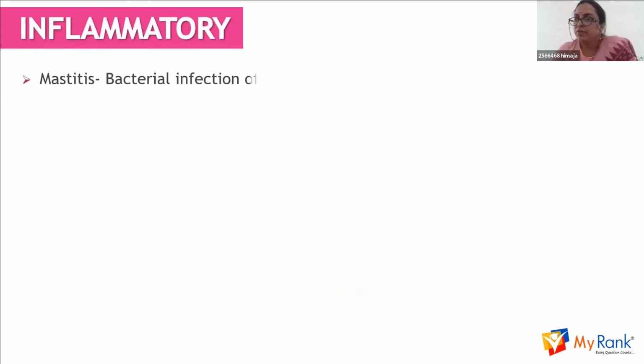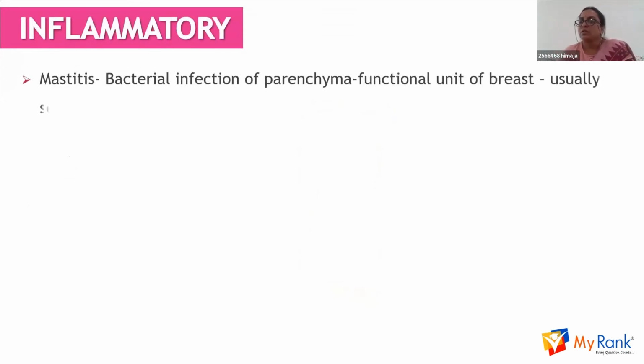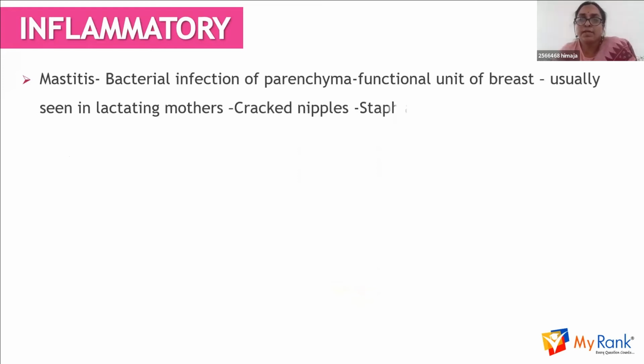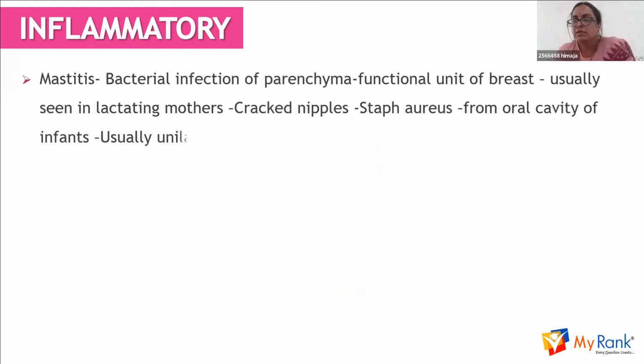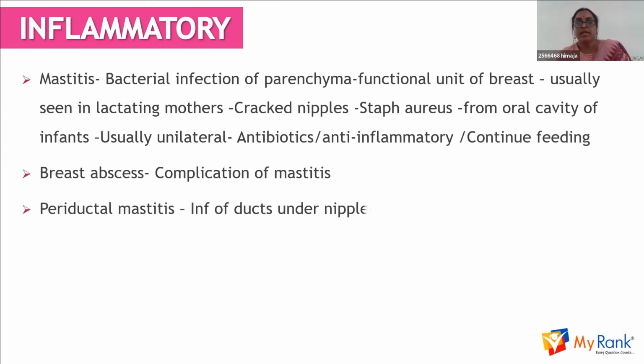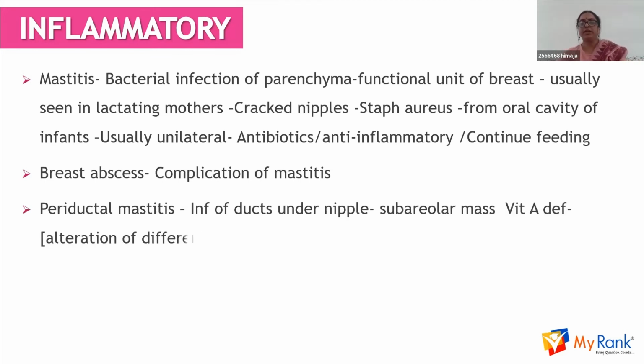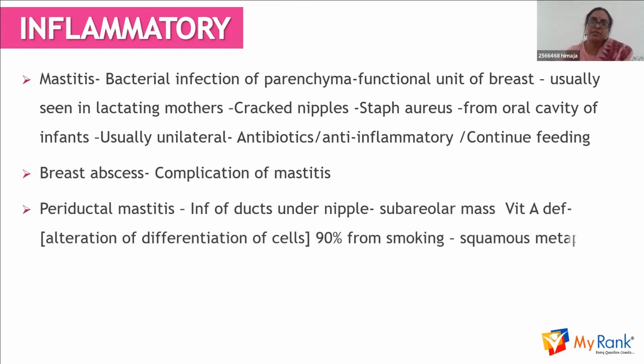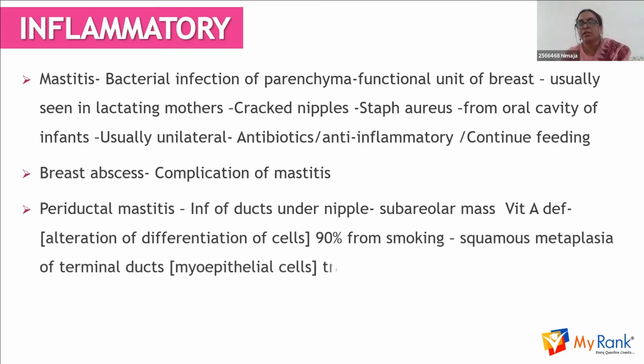Coming to the inflammatory disorders. The most common is mastitis. So usually what happens? It usually appears in lactating women. It is usually unilateral. There is a history of lactation.